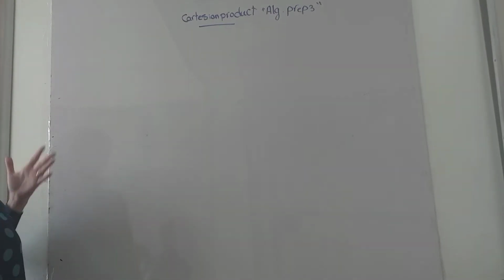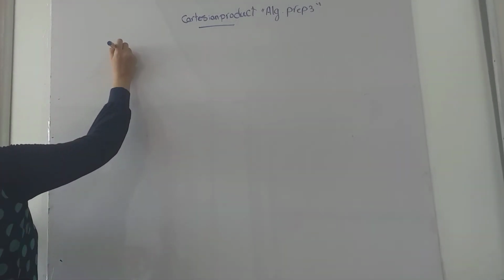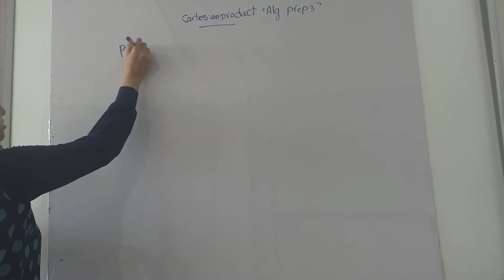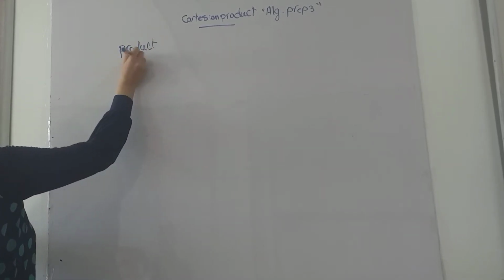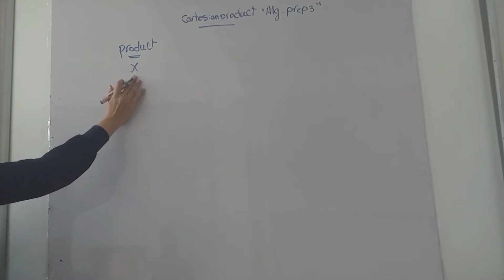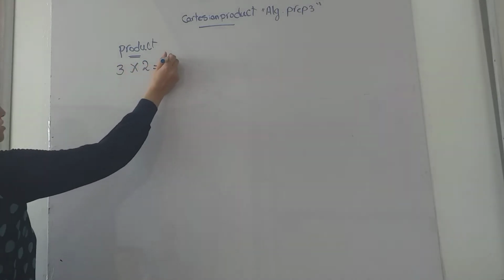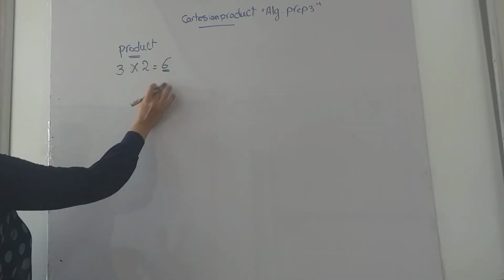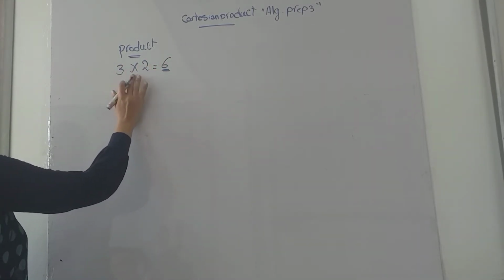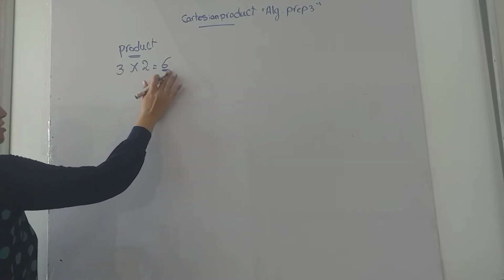First, we talk about the product, not about the Cartesian product. What is the meaning of product? Product means multiply, or by, or times. 3 by 2, like 3 by 2 equals what? 6. This is element by element, or number by number.